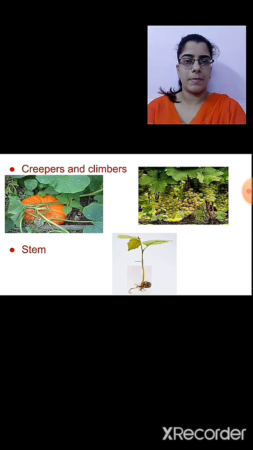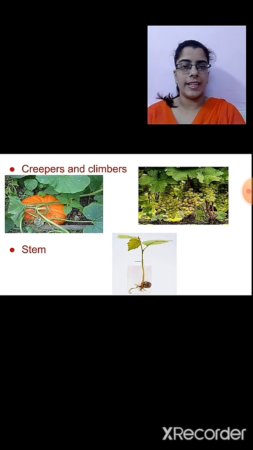Then we have studied about the climbers. How are climbers different from the creepers? Climbers take the support and grow in the upward direction. What are the examples of the climbers? Grapes, money plant, etc. Then we have seen any of the plant contains roots, stem, leaf, flowers and fruits.